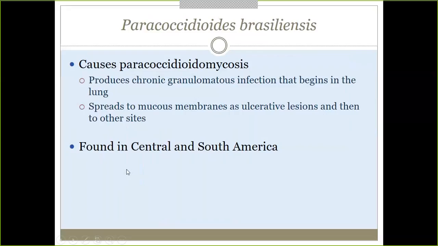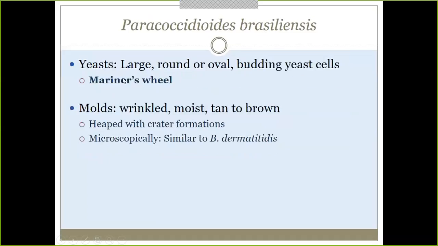And then finally, Paracoccidioides brasiliensis causes paracoccidioidomycosis. Central and South America more here. That's the name Brasiliensis. In this case, you have to know the yeast phase. It makes what we call a mariner's wheel. So if you think of the pirate ships in the movies where they have the spokes that are coming out of the wheel, and that's what they use to guide the ship, that's a mariner's wheel.